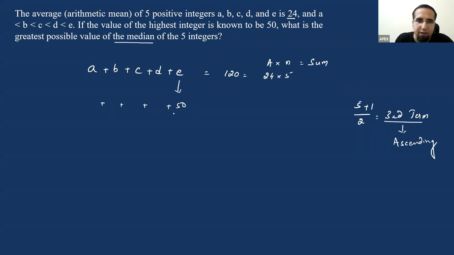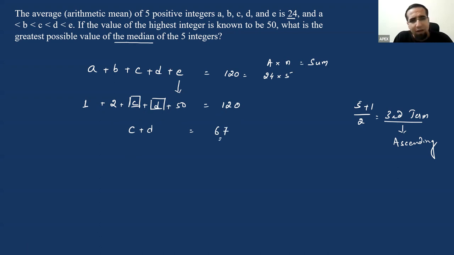Okay. Now, this is 120 and the highest value is 50. And I know that these are my 5 integers. I want to maximize C, so let me minimize A and B. Let's keep C and D separate because I want to maximize the value of C. So 1 plus 2 plus C plus D plus 50 is equal to 120. Eventually I get the value of C plus D is equal to 120 minus 53, which is 67.